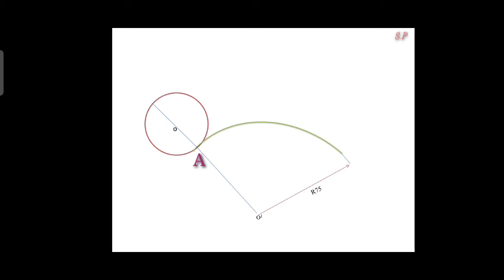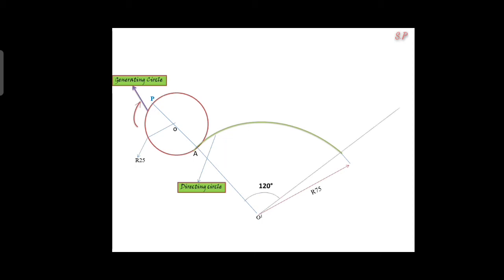After that you locate the point P, which lies diametrically opposite to the initial contact point between the two circles. That means A is the contact point, and from A, diametrically opposite, you locate the point P. Next, from O dash A, you take a 120 degree angle, draw a radial line and extend it.